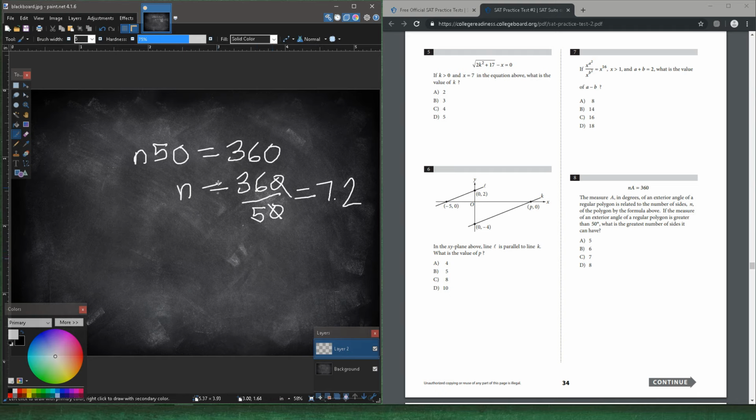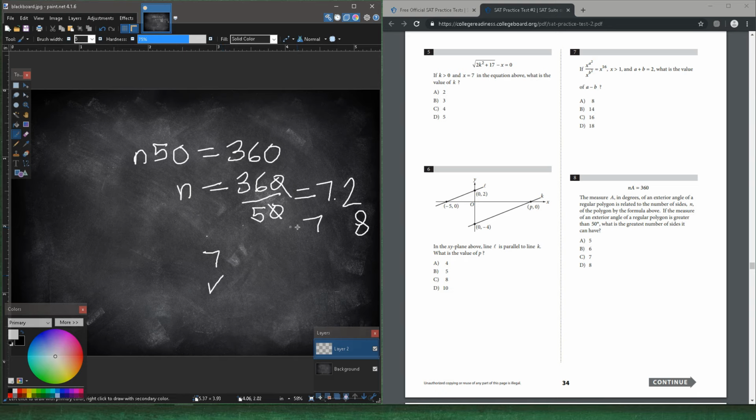So what I'll usually do in this case is plug in two numbers that are near this. Since n has to be a whole number, like 1, 2, 3, 4, 5, and so on, it can't be decimals. That means the numbers I want to use are 7 and 8, because 7.2 is right between them. So if we plug 7 into the equation with 50 here, that makes 350. So that is less than 360. So 7 works as an answer.